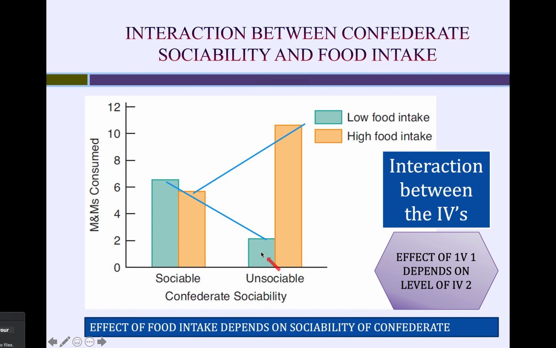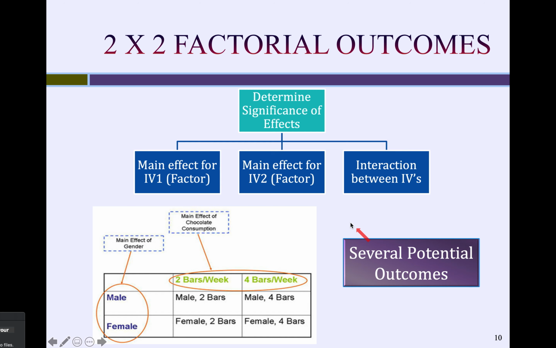When a Confederate is unsociable and eats very few M&Ms, then the participants eat very few M&Ms too. If you're in a room with an unsociable Confederate who eats a lot of M&Ms, then guess what? Participants also eat a lot of M&Ms, well over 10. So you eat from 2 to 10, and this is an interesting interaction effect that's going on between sociability level and the food intake as well.